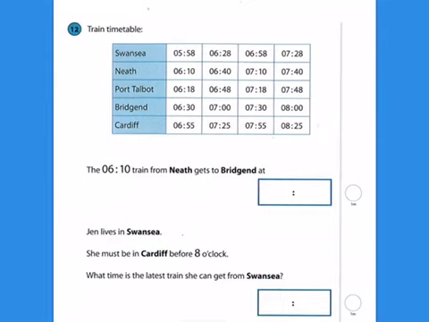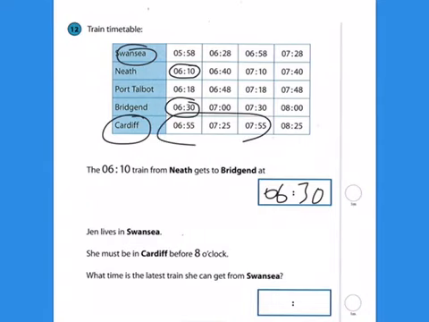Train timetable. 6:10 train from Neath to Bridgend. Gets to Bridgend at 6:30. Jen lives in Swansea, but she must be in Cardiff before 8 o'clock. So she needs to get to Cardiff before 8 o'clock. So it's going to be one of them trains there.